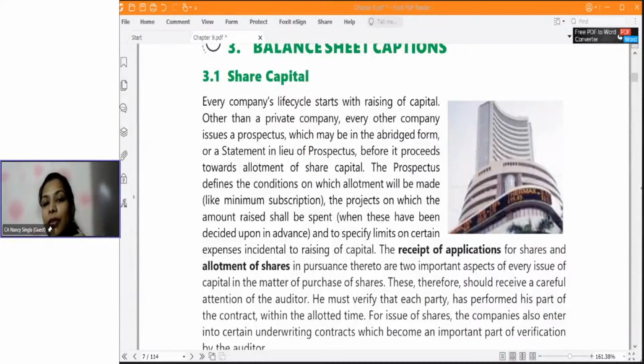Act. This is the sequence that we are going to study today, and today it will be my endeavor to cover this share capital topic in detail along with the topic of reserves and surplus. Okay?